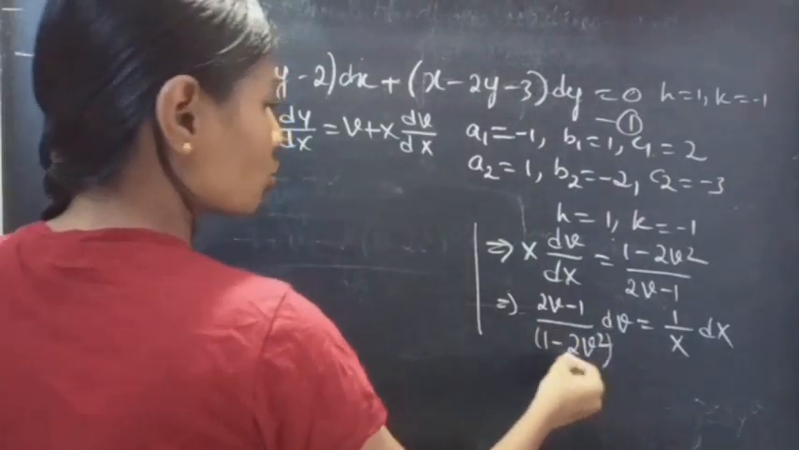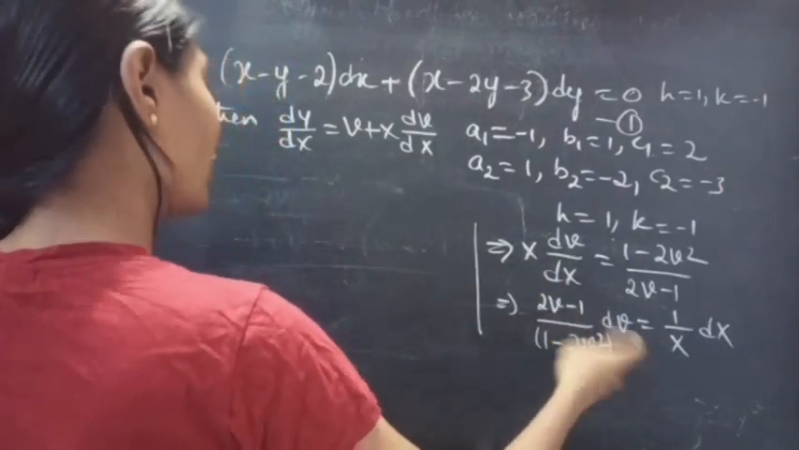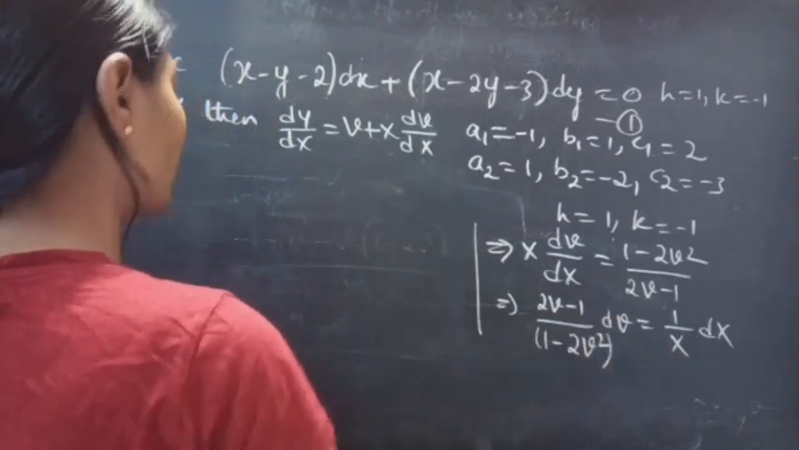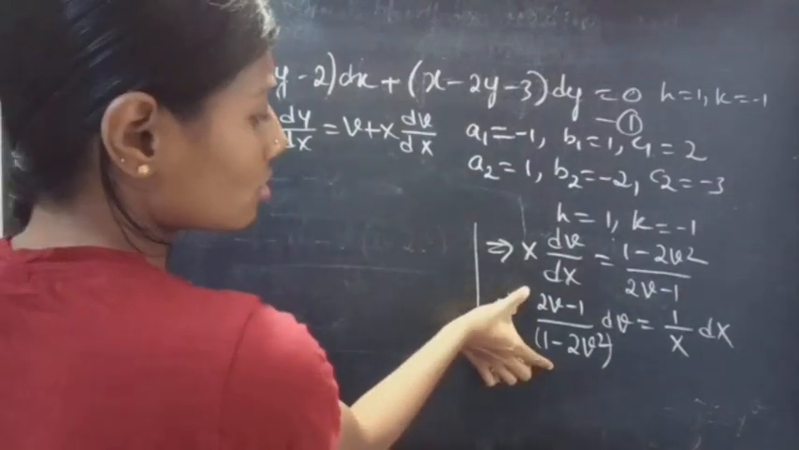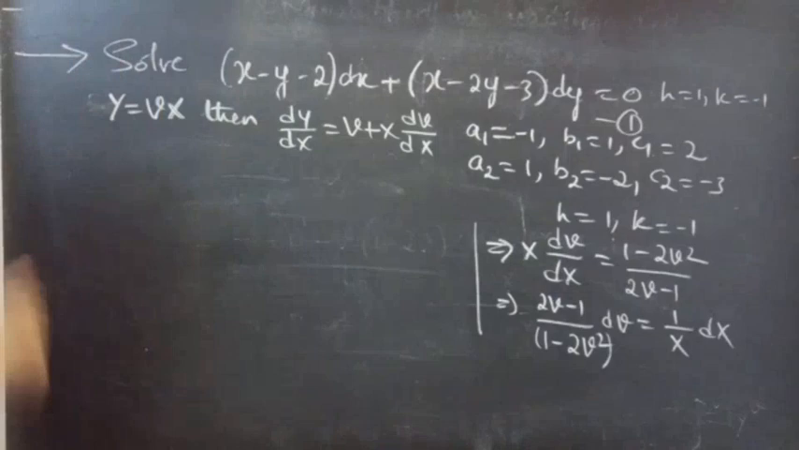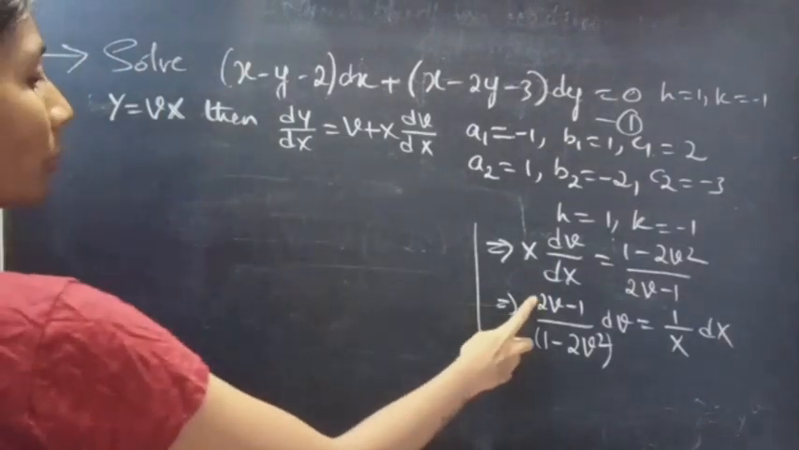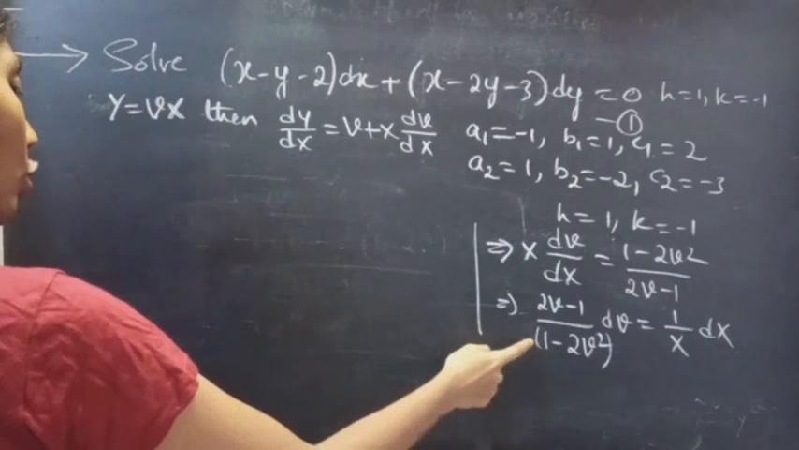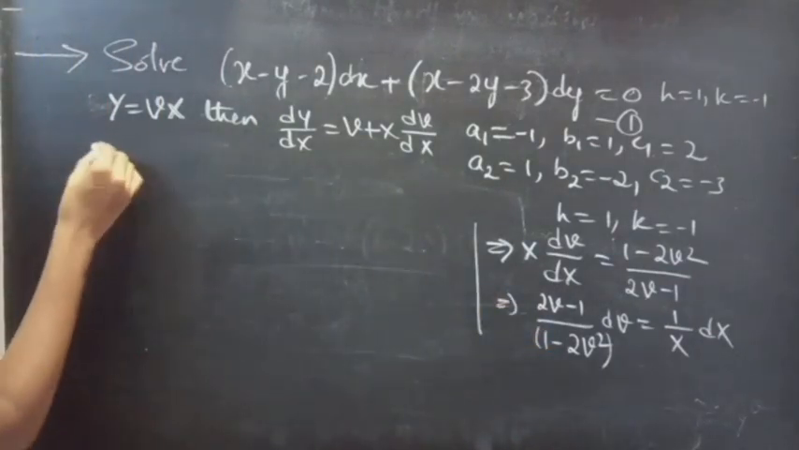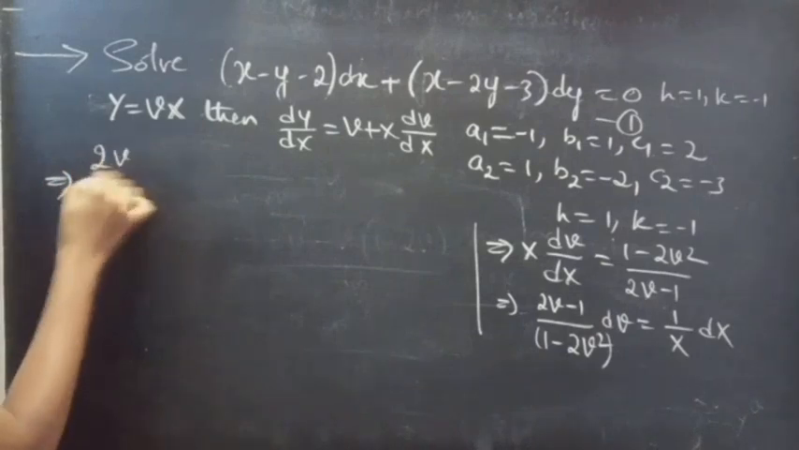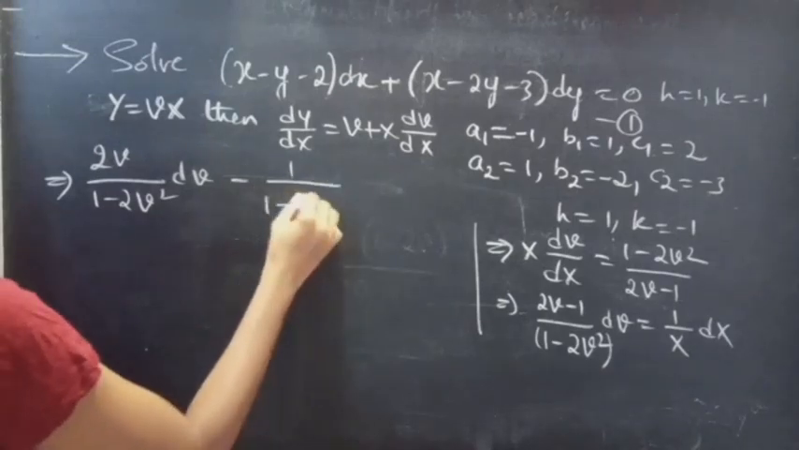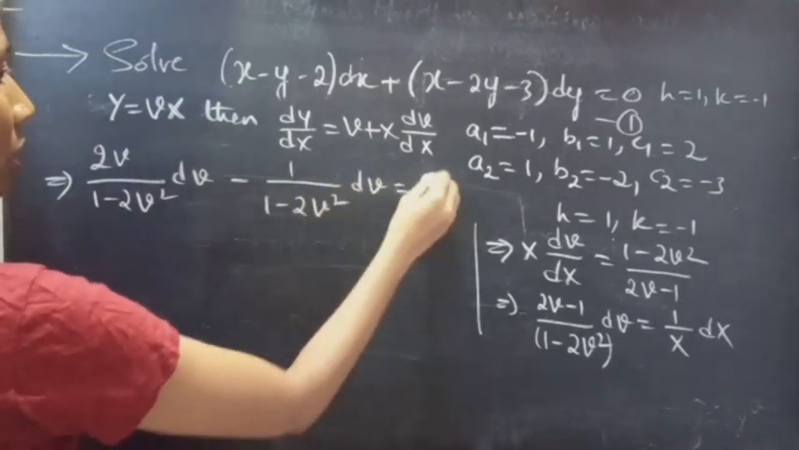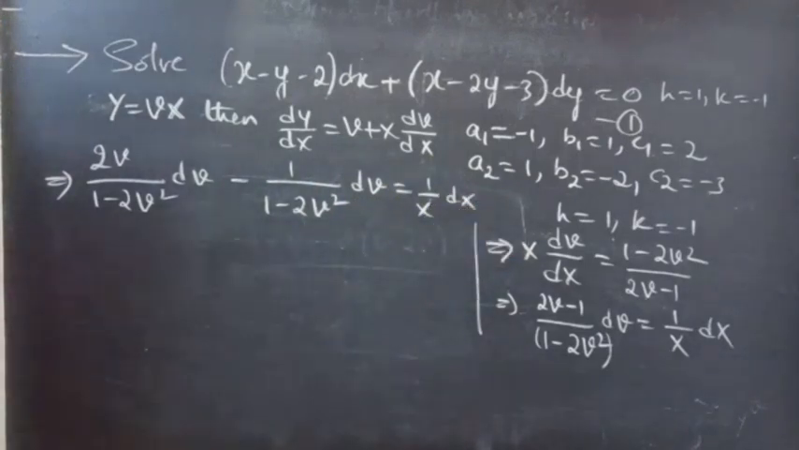Consider 1 minus 2v square as one term, and in 2v minus 1, take 2v as one term and minus 1 as the other term, and split this into two terms. Also this fraction is a proper fraction: the degree of the polynomial in the numerator is 1 and the degree of the polynomial in the denominator is 2. Then you get 2v by 1 minus 2v square into dv minus 1 by 1 minus 2v square into dv equals 1 by x into dx. Now we can perform integration.